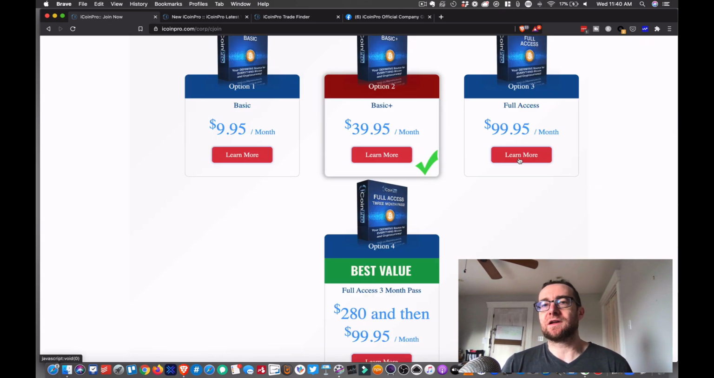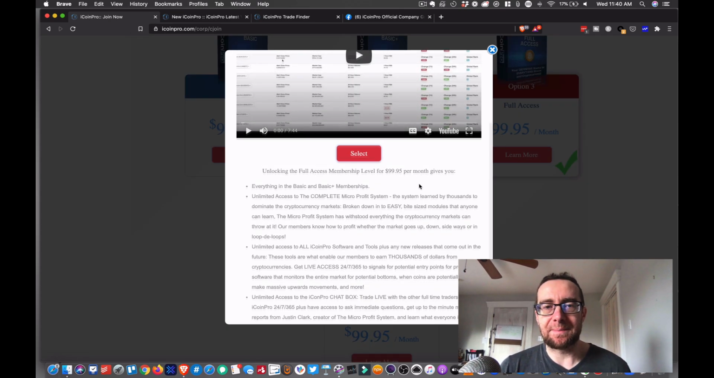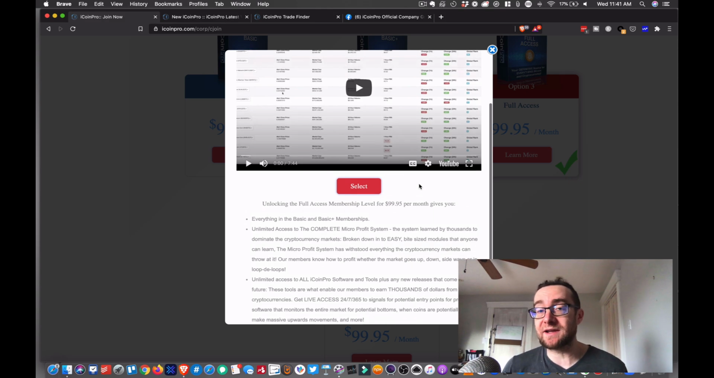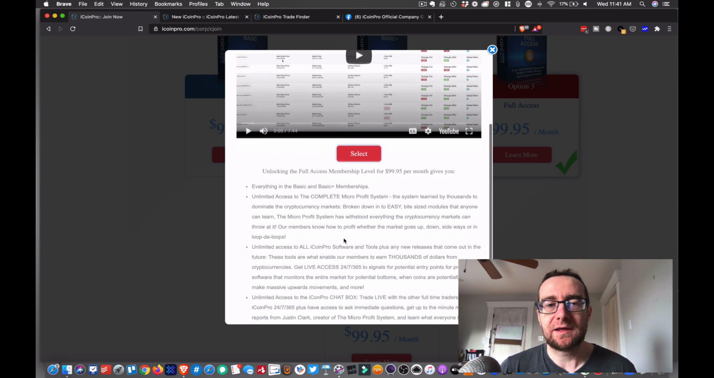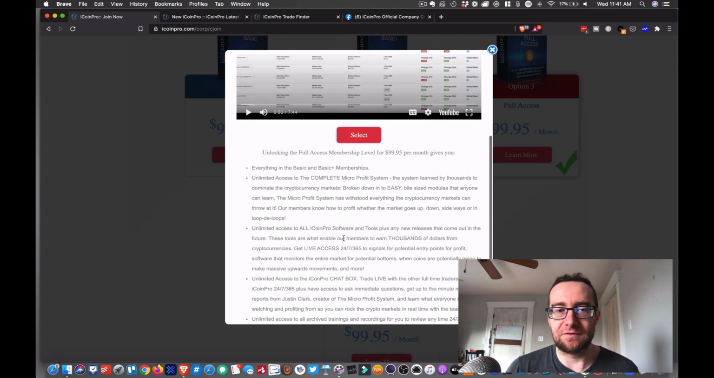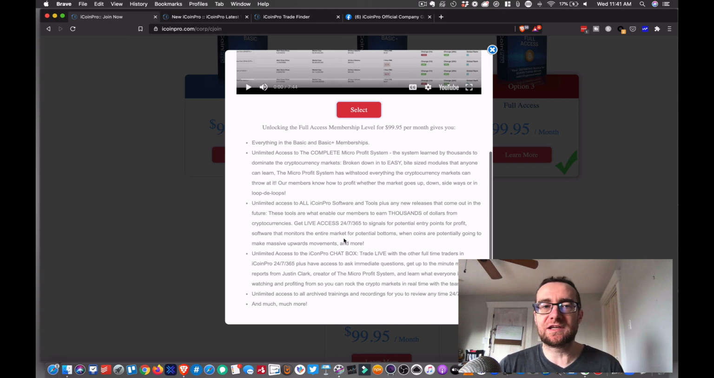Then there is the full access, okay? And this is $99 per month. Now this is a great deal if you're going to be actively trading. If you're just starting out with it, then you can start at the middle level, the 39, and you can always upgrade or downgrade, however you like. But what's really cool is this gives you access to the complete micro profit system. So once you've learned the basics of it, this gives you some other strategies that you can use to find even more consistent profits.